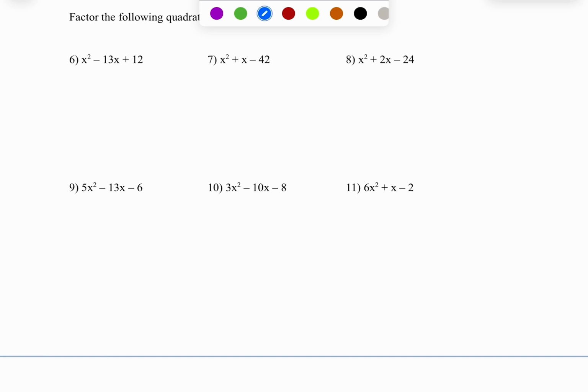Okay, for factoring, I'm going to do number 6, 9, and 10 so that you can see some examples of how to factor, and then looking at 7, 8, and 11 on your own and checking. Like I said before, I'm going to use the area model. I'm going to draw this and copy it.